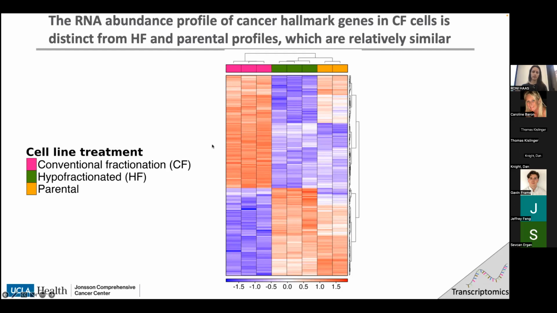Each row here is a transcript, and each column is a sample. So 3 samples for CF, 3 for HF, the high-dose method, and 2 for the control. Red means high abundance of RNAs and blue low abundance. You can see here that for CF, these 3 samples, the profiles are pretty distinct from both HF and parental, which are largely different from CF, but similar between them. That is true here, and it's also true here.